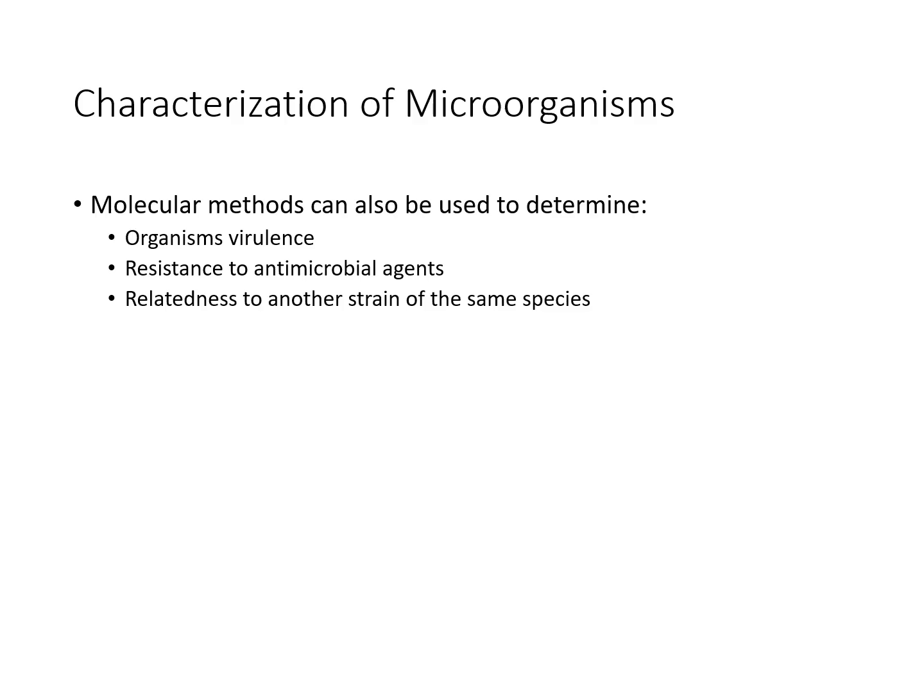Molecular methods can also be used to determine organism virulence. It can detect the toxin genes in certain bacteria. It can also detect resistance to antimicrobial agents. An example would be detection of the mecA gene in Staphylococcus aureus. That could indicate that it is methicillin resistant, which is called MRSA. Or it could determine the relatedness to another strain of the same species. So it can do whole genome sequencing for detailed strain comparisons in epidemiology.